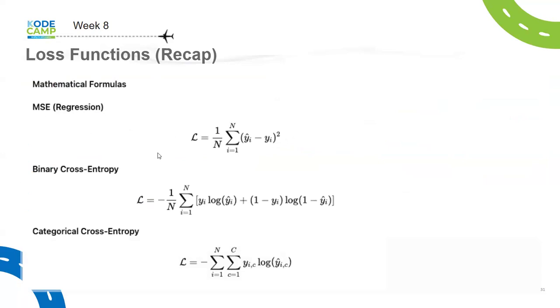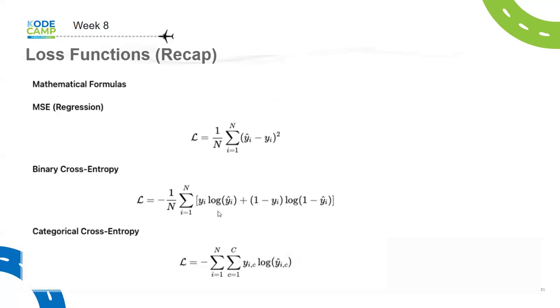So for mean square error, the loss is the mean, 1/n, which is what will give you the mean, times the summation of (y hat minus y) squared. You know, the summation of the squares of the errors between the predictions of each sample in your data set. You take the mean.